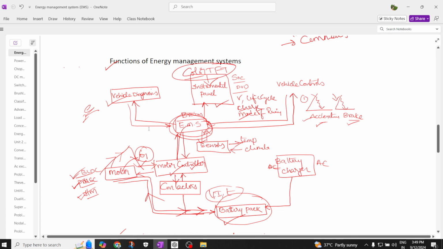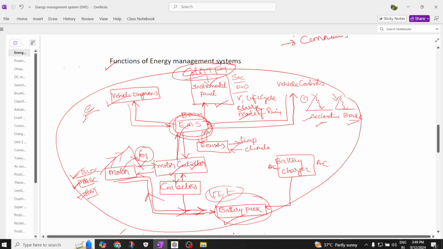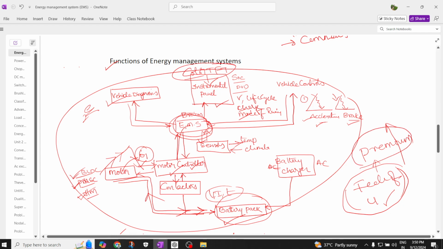Okay, so this is all about the importance of the energy management system, how it is connected to the motor, how it is connected to the controller, how it is connected to the battery bank, and how it is connected to the battery charger. And all this energy management system makes the electric vehicle high quality, a premium quality, and it will let us enjoy all the features of a four-wheeler premium car. So what premium features and safety features you have in a four-wheeler electric vehicle, the same features can also be available in a two-wheeler when you implement this energy management system.